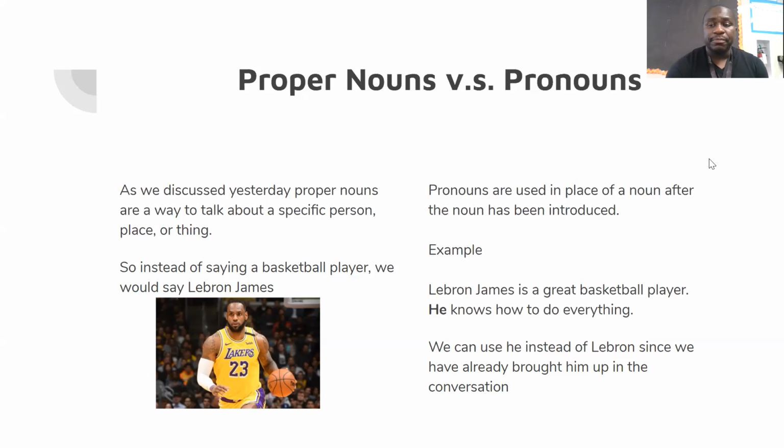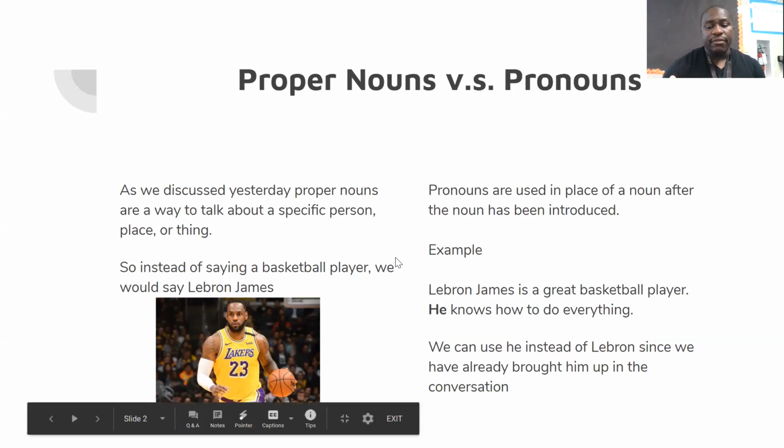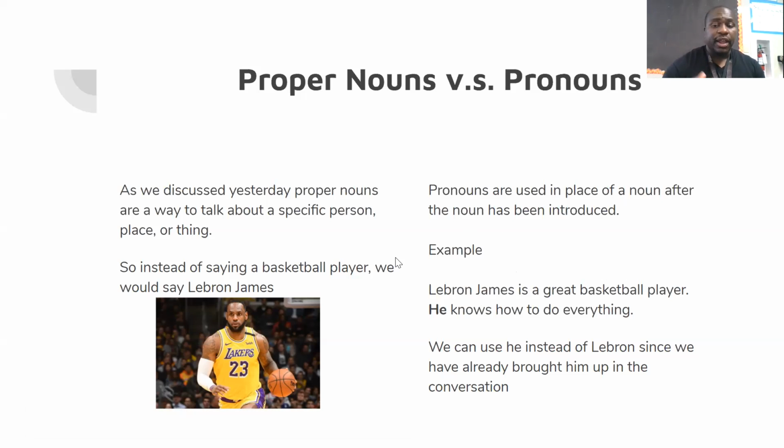So for example, I have these two sentences here. It says, "LeBron James is a great basketball player. He knows how to do everything." So you see here, you have LeBron James is a great player. We have that proper noun here. So we have the L and the J capitalized, and we have "He knows how to do everything," right? We have that H capitalized because it's the start of a sentence.